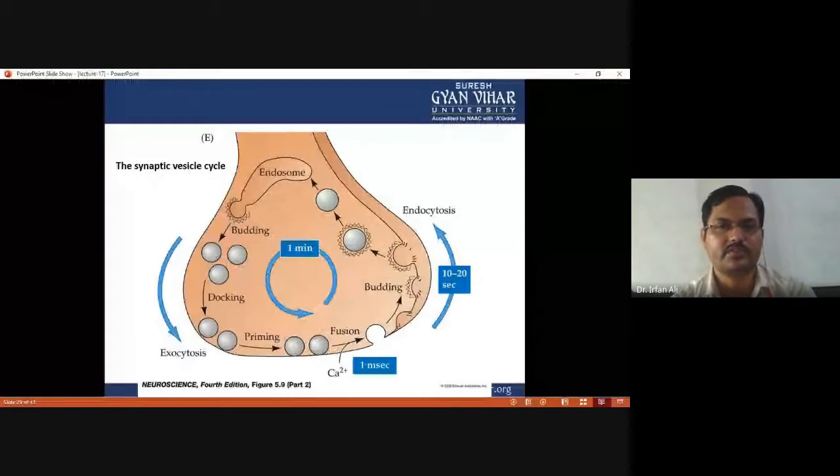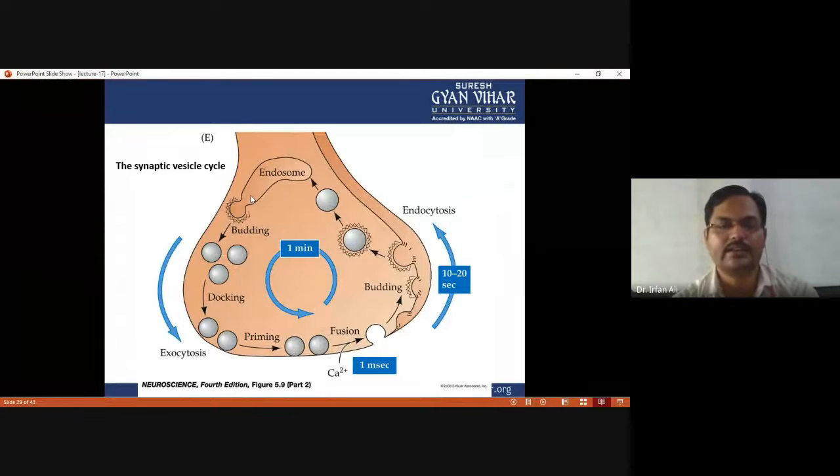So first of all, you have to see that this is an endosome, and it will form a vesicle through budding. Now the docking, priming, and fusion have to take place. You have to see that this would occur within 1 millisecond, and 10 to 20 seconds are taken for endocytosis.